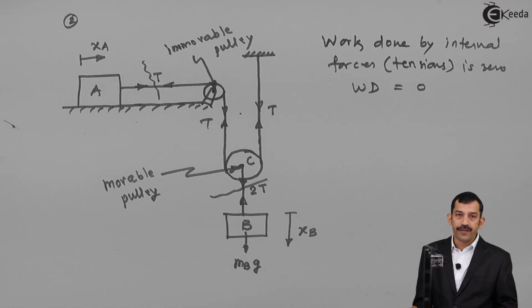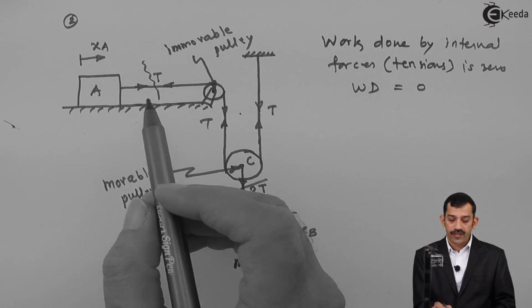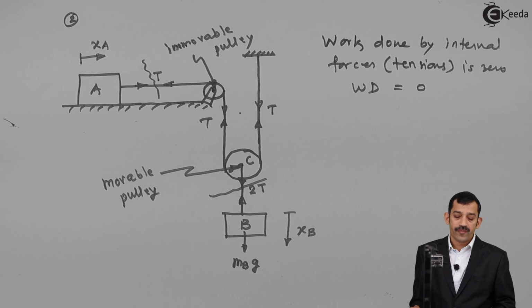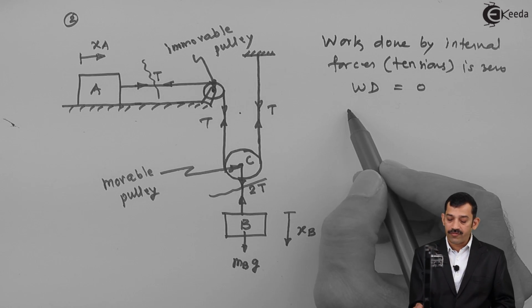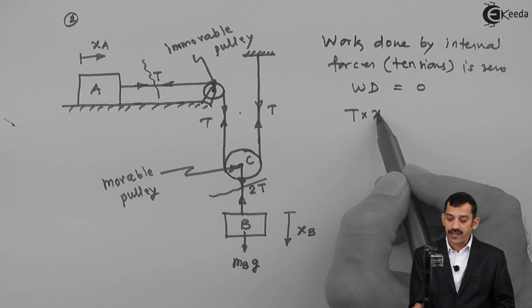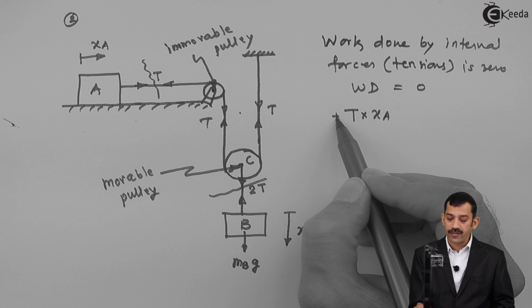So on block A, the internal force acting is rightward, and the displacement of the block is also rightward. Now you know when the direction of force and displacement are the same, work done is positive. That means work done by this tension, if you find out, is T into xa, and this is positive work done.